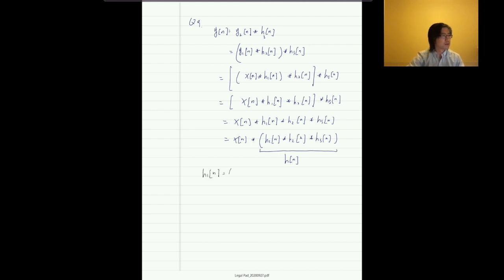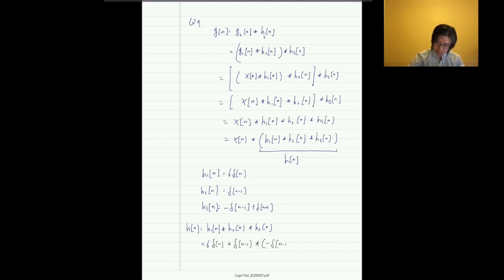In this case h1 is 6 delta[n], h2 is delta[n-1], and h3 is negative delta[n-1] plus delta[n+1]. So h[n] equals h1 convolved with h2 convolved with h3, that is 6 delta[n] convolved with delta[n-1] convolved with this. Now we are going to use another property of the convolution to compute this.